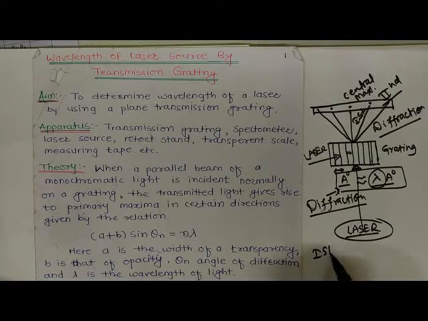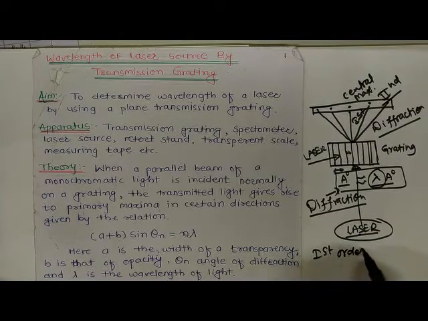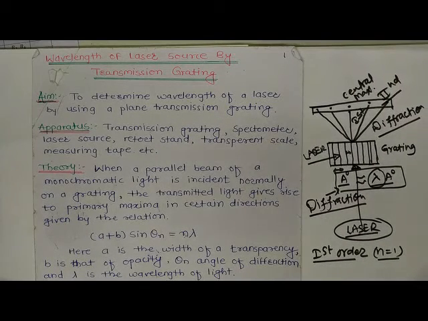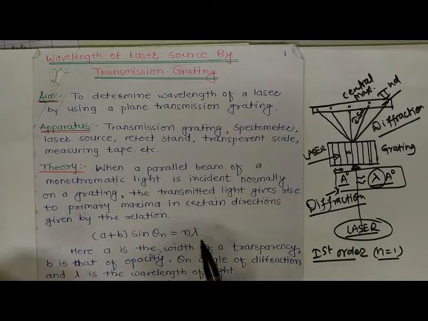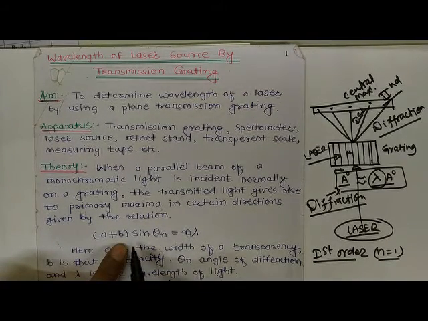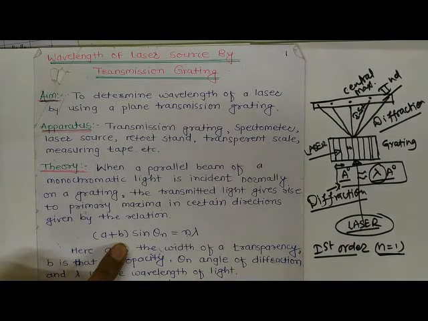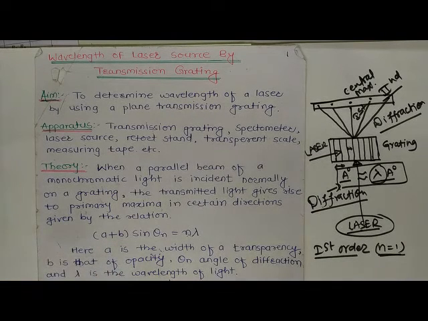For the first order diffraction pattern we have n value as 1, for second order it is 2, and so on for higher orders. One formula we have to use here is (a plus b) sin theta n is equal to n lambda. Here n is the order of the diffraction pattern, and for our experiment n is 1.